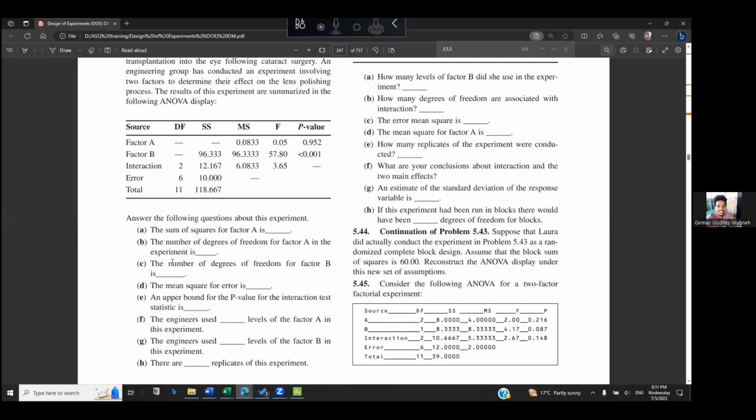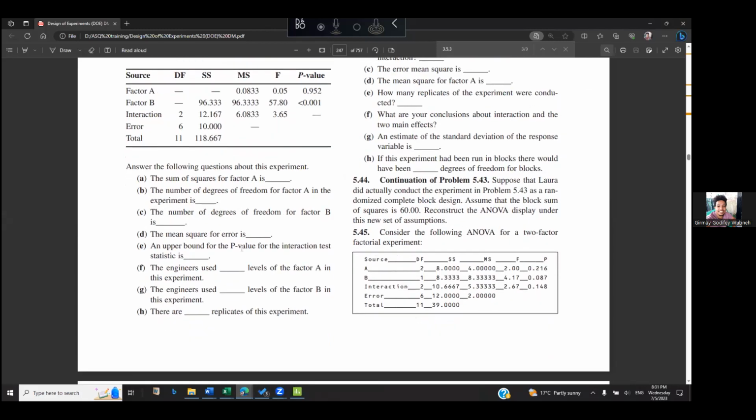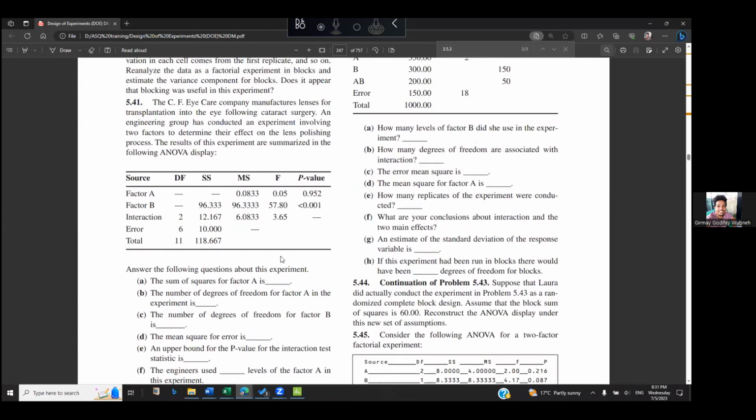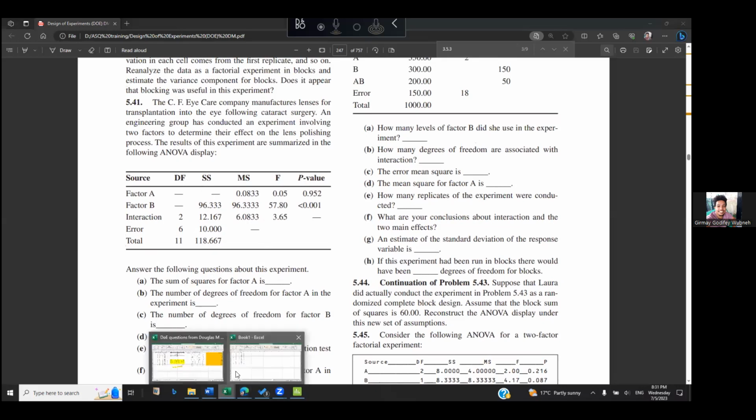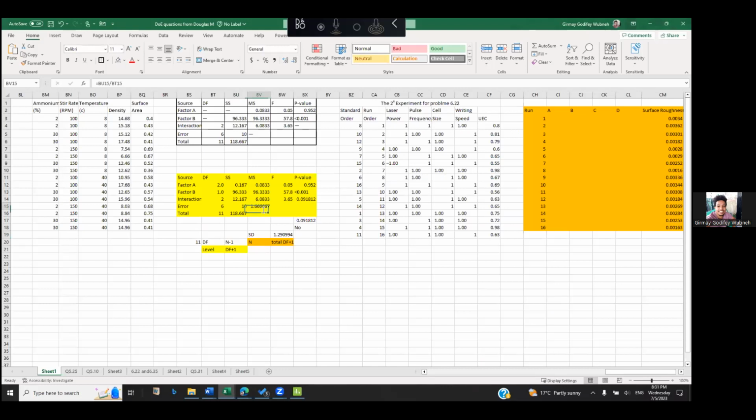Next, the mean square for error is this one, 10 over 6, or the sum of squares over the degrees of freedom. So the mean square of error is the sum of squares of error over the degrees of freedom of the error, which gives 1.667.